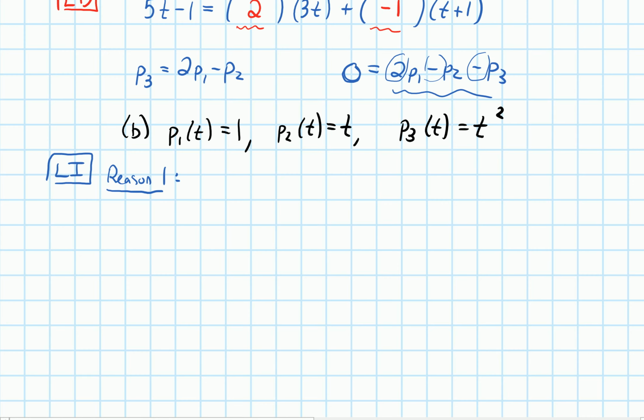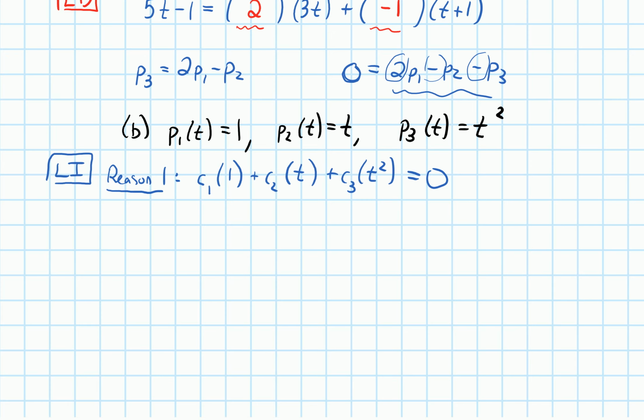So the first reason is, if we think about the definition of linear independence and dependence, if I look at an equation like c1 times my first polynomial, 1, plus c2 times my second polynomial, t, plus c3 times the third polynomial, t squared, and I set that equal to 0.